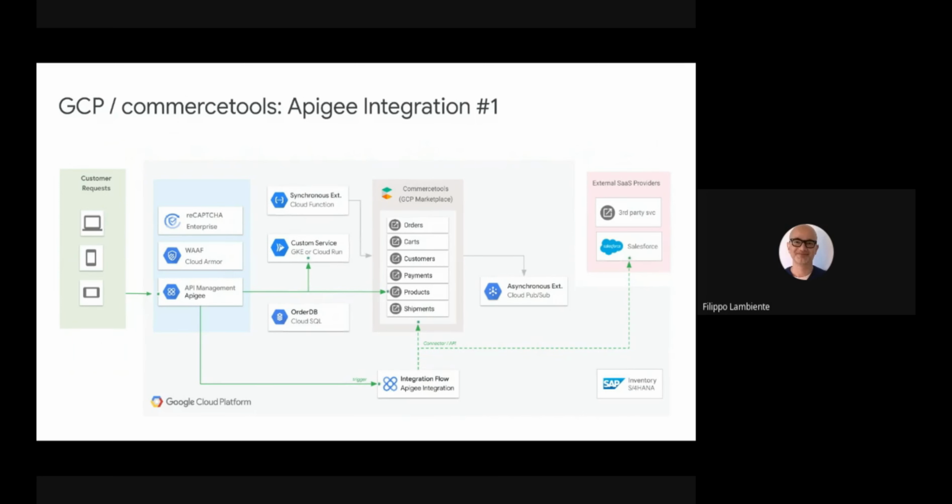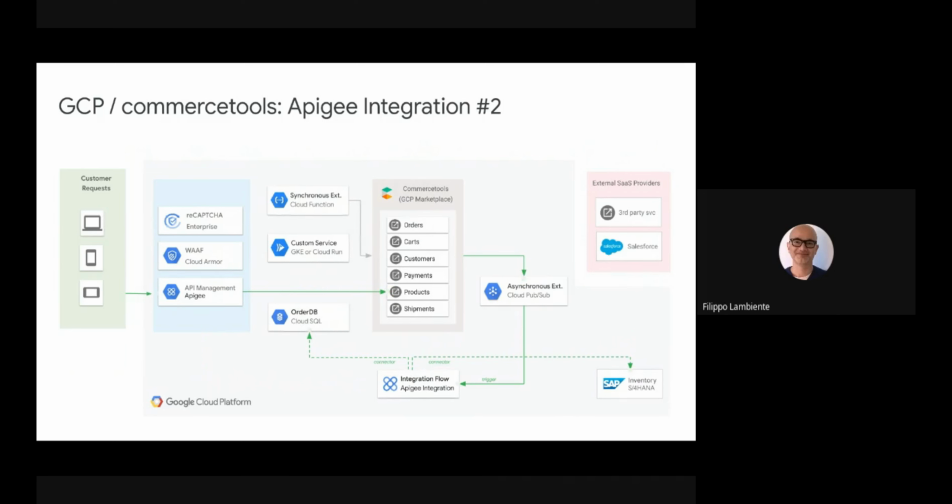And here, for example, is a high-level architecture where Apigee is used not only as API management that sits between the consumer and the commerce tool, but we also leverage a component like Apigee Integration that allows us to orchestrate more sophisticated integration logic with the backend.